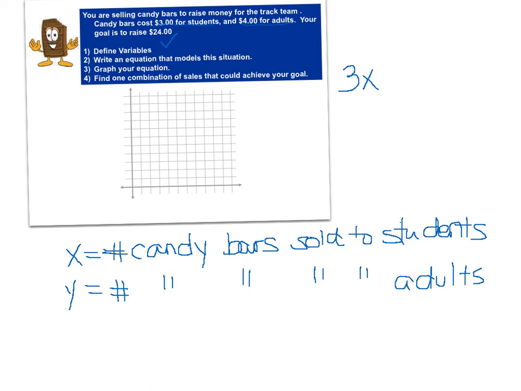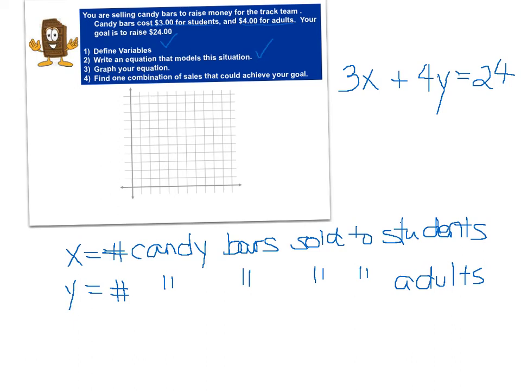The amount of money that comes in for the adults is going to be $4 times the amount of candy bars sold to them. For example, 1 candy bar, we would get $4. 2 candy bars, we would end up with $8. 3 candy bars, we'd end up with $12. Now, we want to raise a total of $24, so to account for this total, we are going to sum up the money and we want it to exactly equal 24. If we take a look at this, we can now see why this is a standard equation, or an equation in standard form, excuse me.